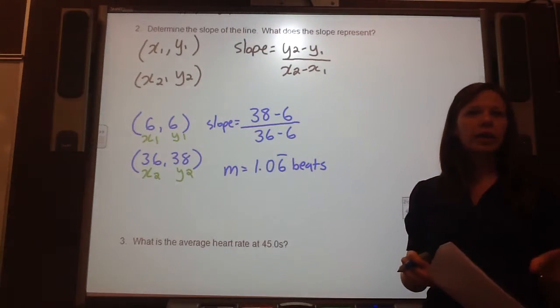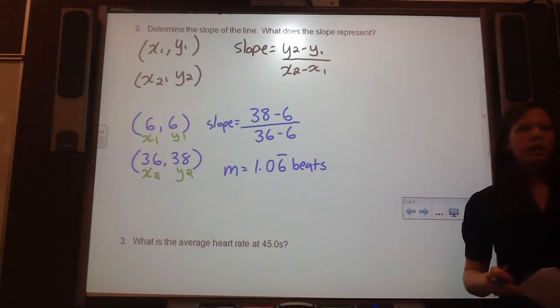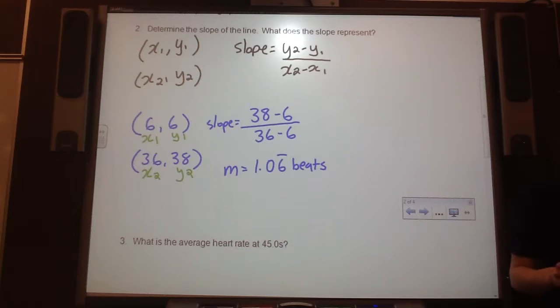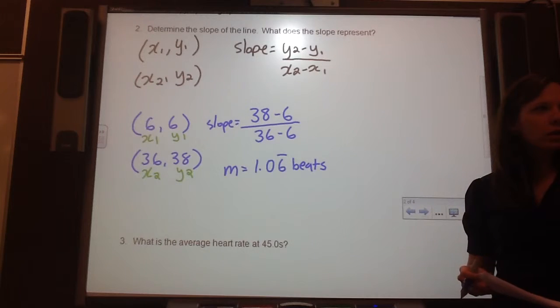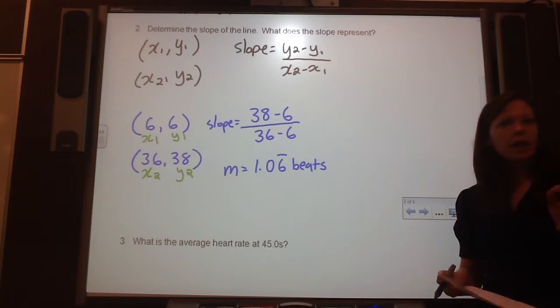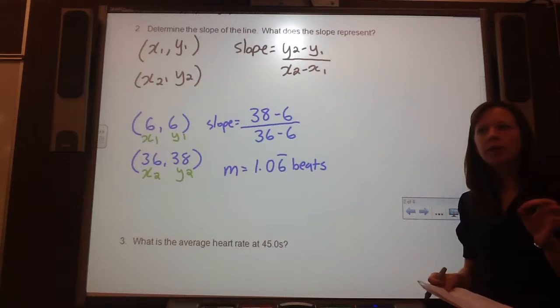So when I calculated mine, I got about 1.06 repeating beats. So if you got like 1 or 1 point something, did you get something about that? Something pretty close to that? If you got a little bit off, that is okay. If you have different numbers than me, that is okay as long as you have about the same slope.